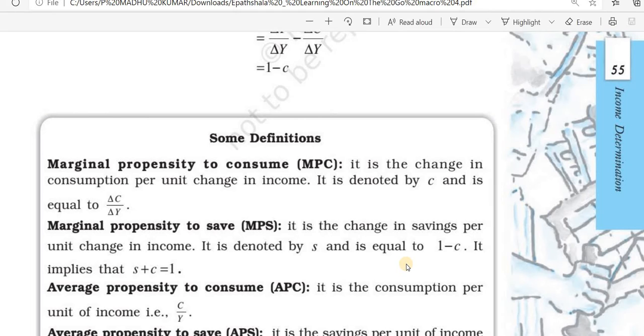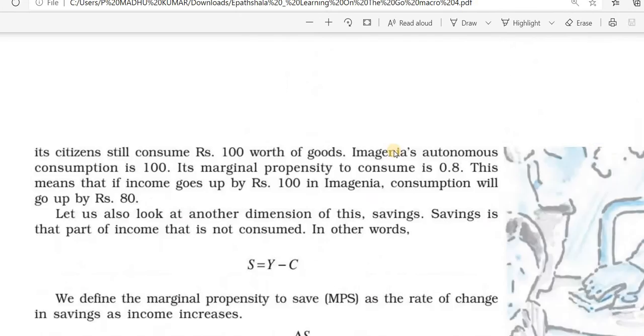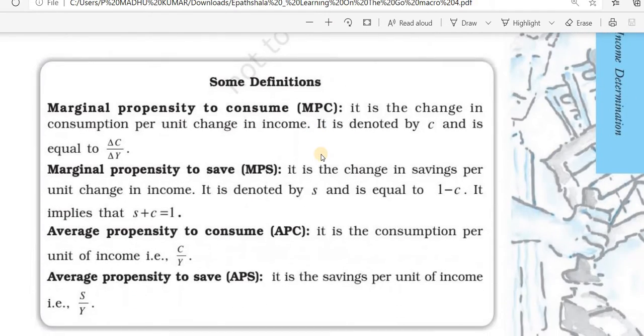Next one, marginal propensity to save. It is the change in savings per unit of change in income. It is denoted by small s, and we can write it as 1 minus c. Savings plus consumption is our income. So marginal propensity to save equals 1 minus c. The equation for marginal propensity to save is delta S by delta Y.